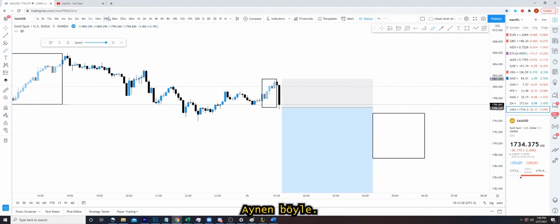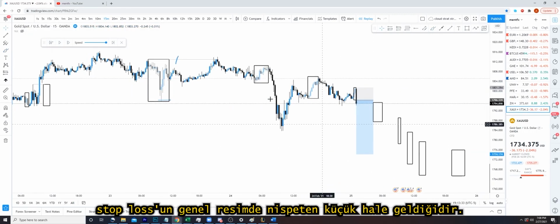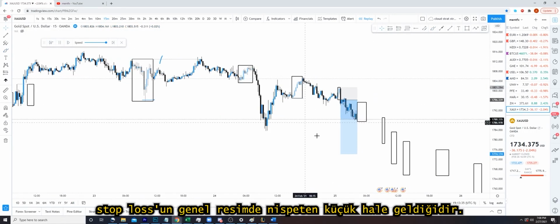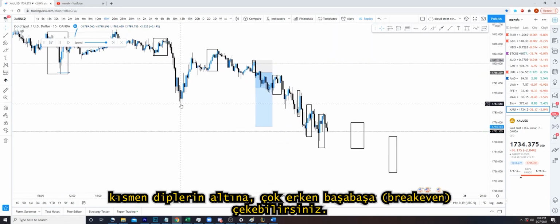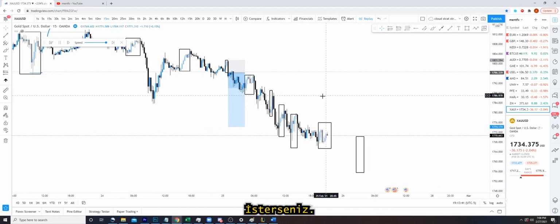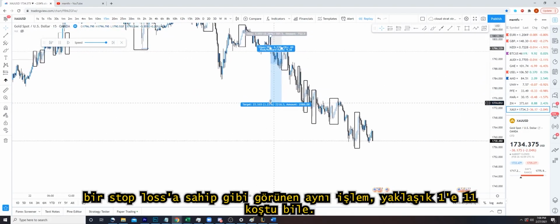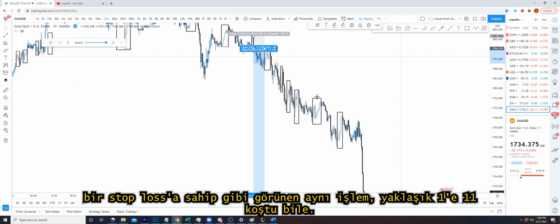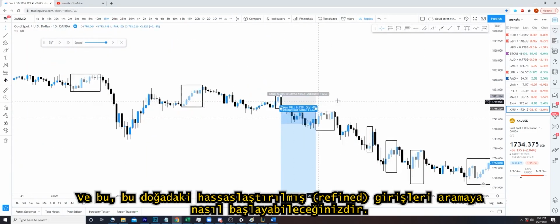Or you can be happy with your 5-minute and take this as an entry based on that 15-minute confirmation block, right? As such. And then what you'll notice is as we zoom out, that huge stop loss becomes relatively small in the overall picture, right? And you can take this to lower prices, partially below lows, breaking even very early if you'd like to. And as you can see, that same trade that looked like it had a relatively large stop loss has already run about 1 to 11. And this is how you can begin to look for refined entries of that nature.